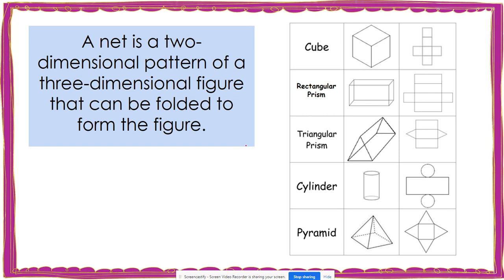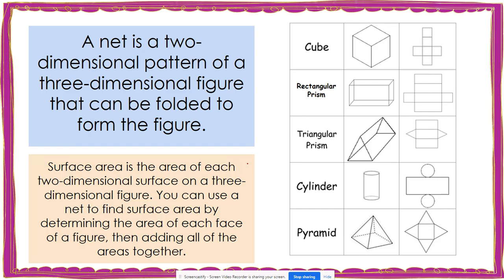We are going to use nets to find the surface area of three-dimensional figures. Surface area is the area of each two-dimensional surface or face on a three-dimensional figure. We use nets to find surface area by finding the area of each face and then adding all of those areas together to find total surface area.